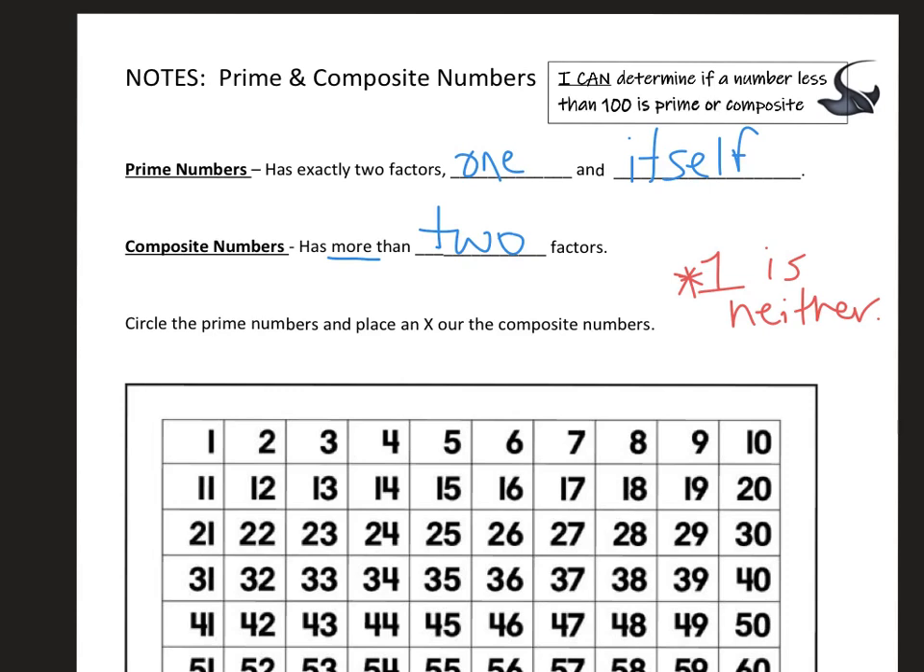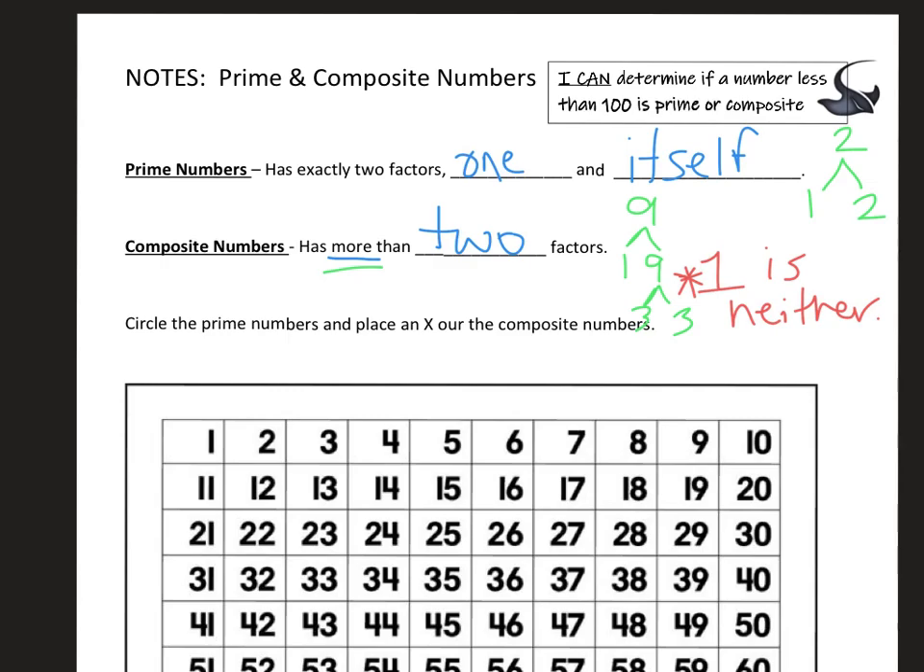But for example, the number 2 would be prime because its only factors are 1 and itself. Those are the only positive whole numbers I can multiply together to get 2. Whereas the number 9 is composite because I can multiply 1 times 9, but I could also multiply 3 times 3. Okay, so it has more than two factors, therefore it's composite.